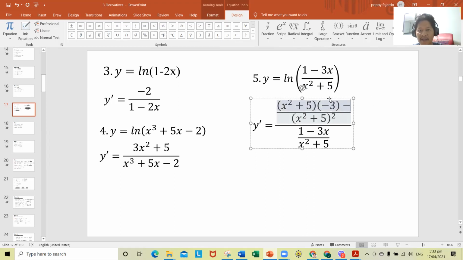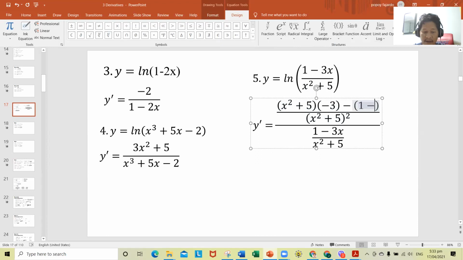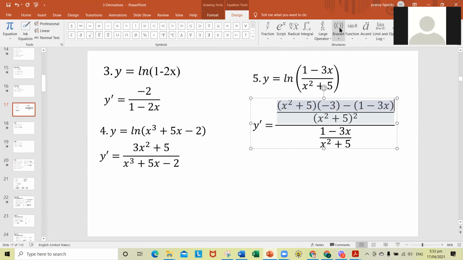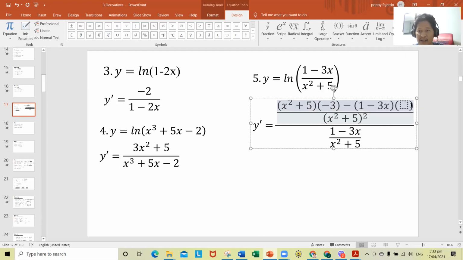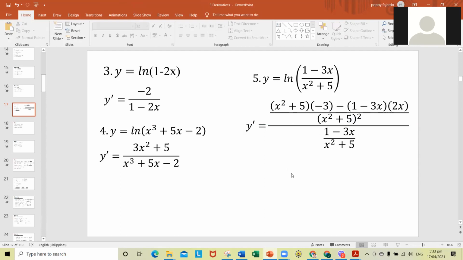Minus, copy natin yung numerator, 1 minus 3x. And then derivative naman nung denominator. So, ang derivative ng x squared ay 2x, right? And derivative ng 5 ay 0. So ito na yung kinalabasan. Okay sir. Then simplify na lang natin.